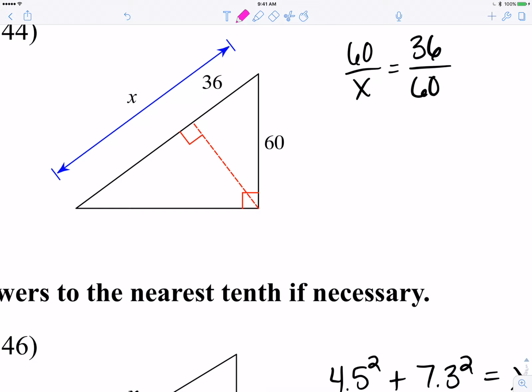44. The leg is the geometric mean between the part of the hypotenuse closest to it and the entire hypotenuse. So let's cross multiply. We get 3600 equals 36x. Oops. Divide by 36. X is 100.